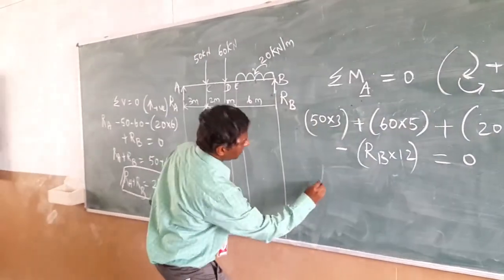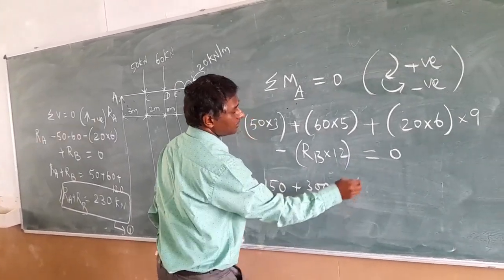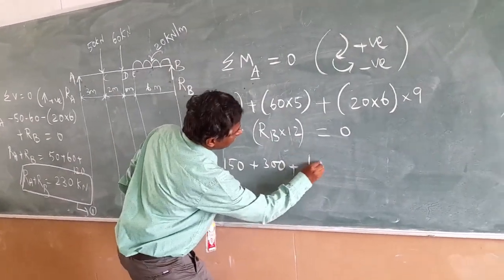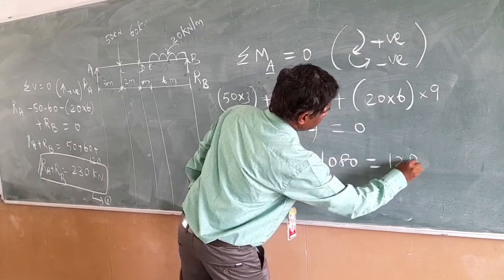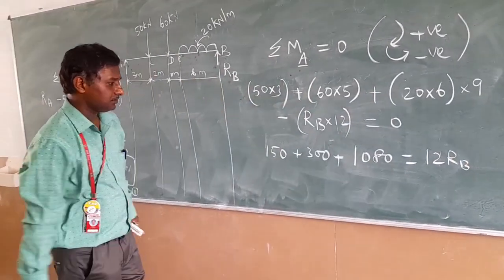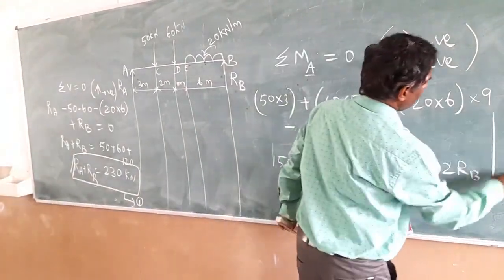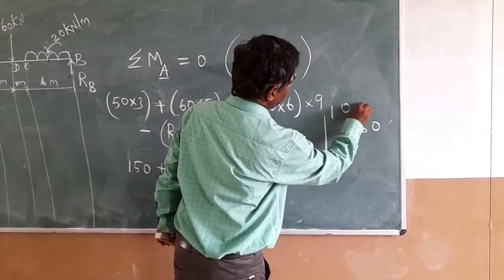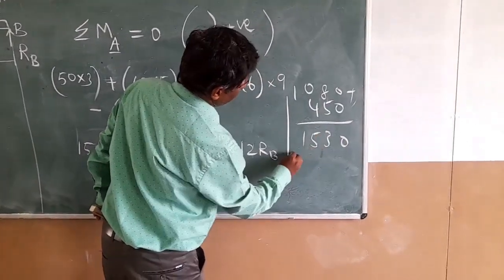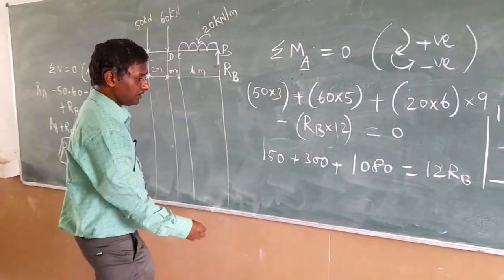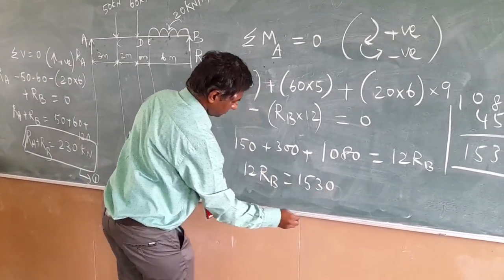So what is the value? 150 plus 300 plus 120 into 9, that is 1080, equal to 12 RB. So what is the total? 150 plus 300 is 450, and 450 plus 1080, just add, we get 1530. So 12 RB equals 1530 kN.